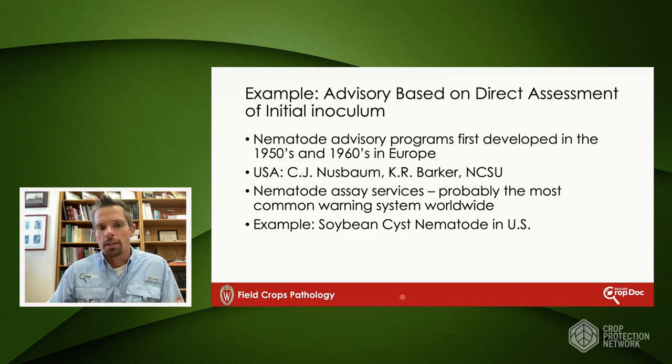Just to give you an example of how this has been functioning for quite some time, a lot of you may be familiar with nematode testing programs, and these are really a form of a disease advisory. These have been going on for quite some time. In the 1950s and 60s, we had nematode advisory programs in Europe and the US. C.J. Nusbaum and K.R. Barker at North Carolina State developed soybean cyst nematode testing programs and started deploying those in North Carolina, and those have since spread to much of the soybean production region of the US. Again, you probably didn't think about this as being a disease advisory, but it really is. We're taking nematode counts, which is our initial inoculum, and we're affixing some warning based on some information that we know about the soil types and those sorts of things.